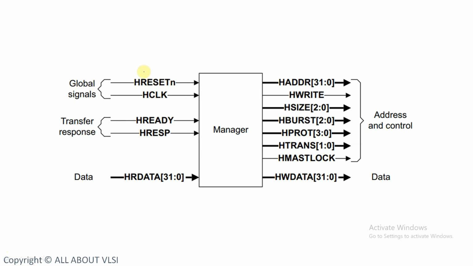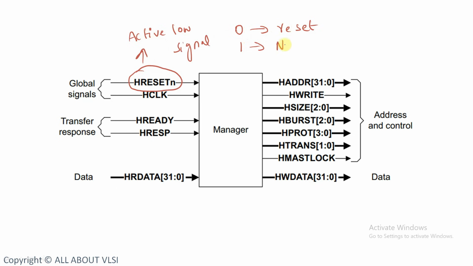The first signal is HResetn. It is an active low signal. That means if this signal is equal to 0, then your master will be reset, and if it is 1, then there will be no reset. So this is the HReset signal. Why is it a global signal? Because for the slave also these two signals are inputs. These are common signals for your slave as well.